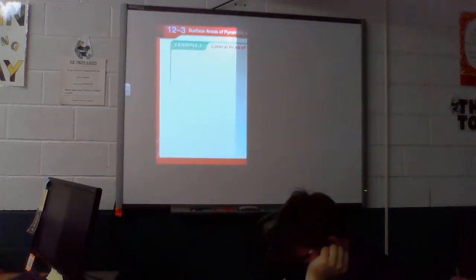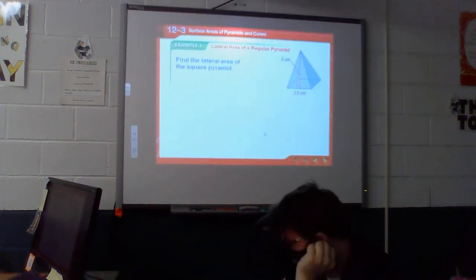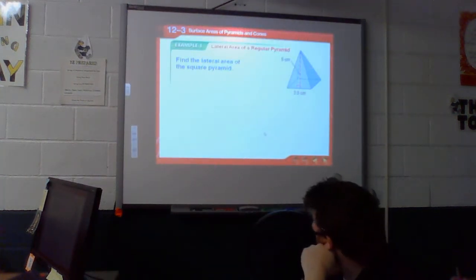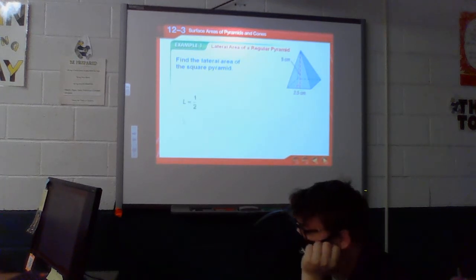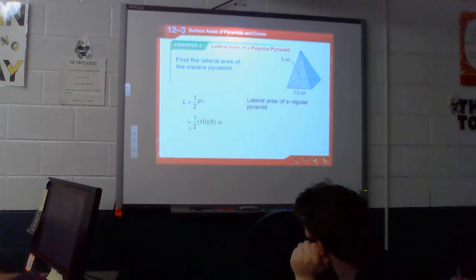So again, notice, if they give me my slant height here, okay, so find the lateral area of the square pyramid. They tell us what the base of it is by the name, so it has to be a square. So again, if I'm going to do this base times my height, do I have my height? No. So remember, when I have this height, I have to go through and figure out, oh, I'm in the wrong section.